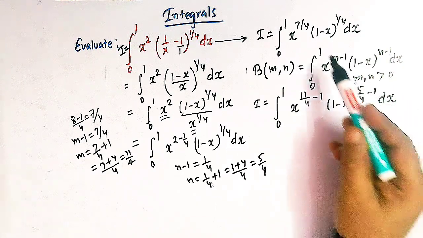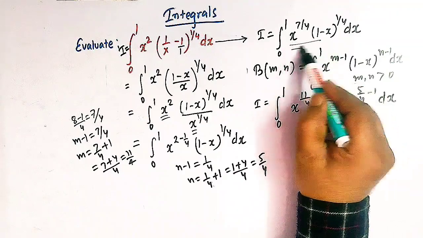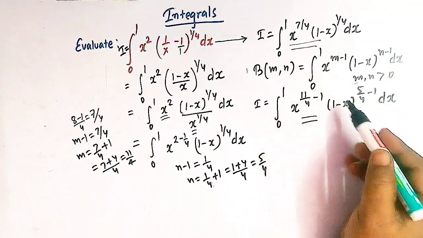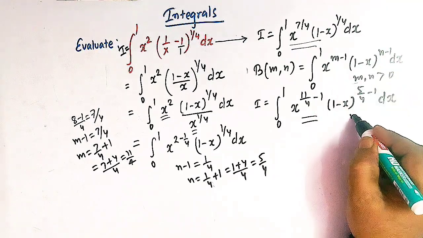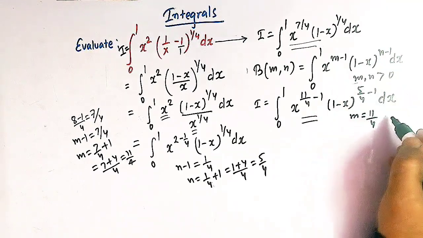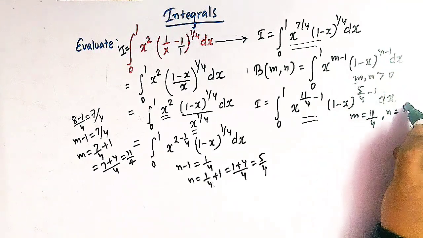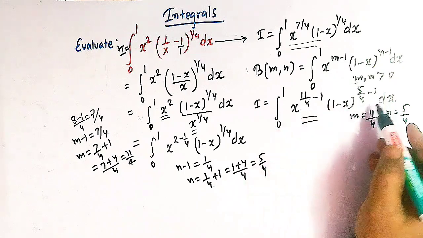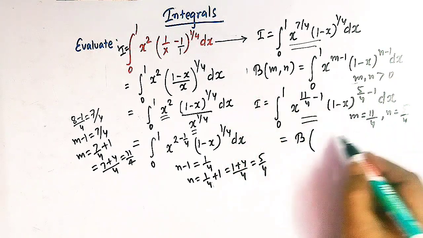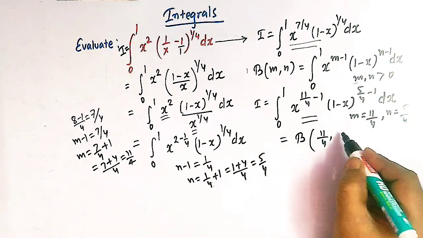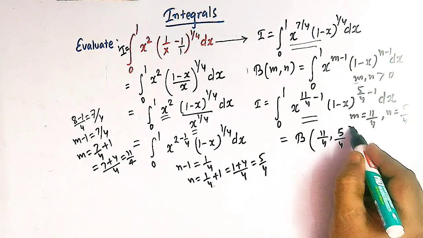So now we have expressed this integral like this, and if we see the two integrals, we have m equal to 11 by 4 and n equal to 5 by 4. So this integral is now equal to beta of m comma n, where m is 11 by 4 and n is 5 by 4.